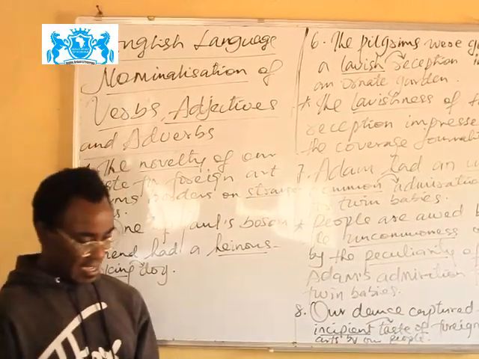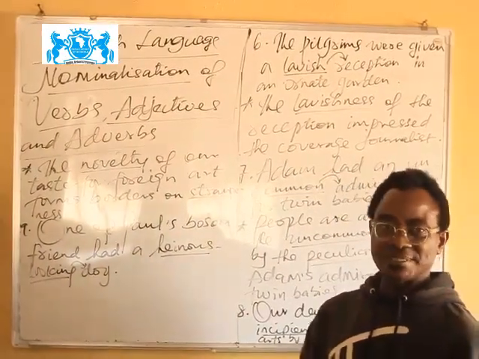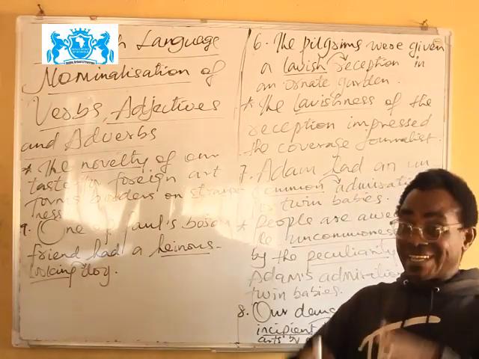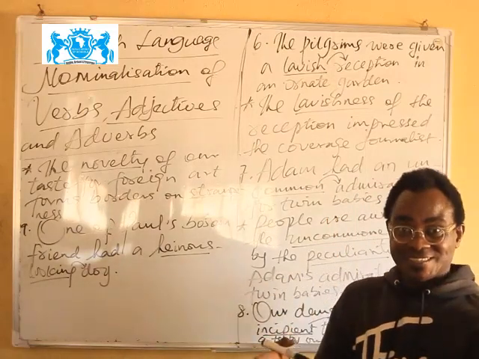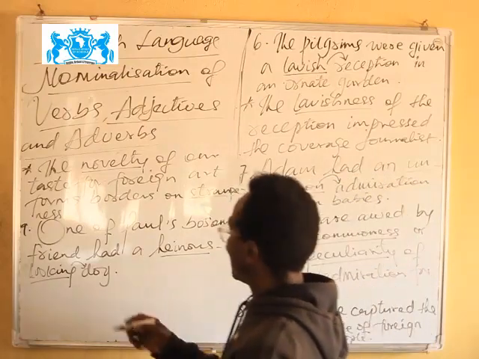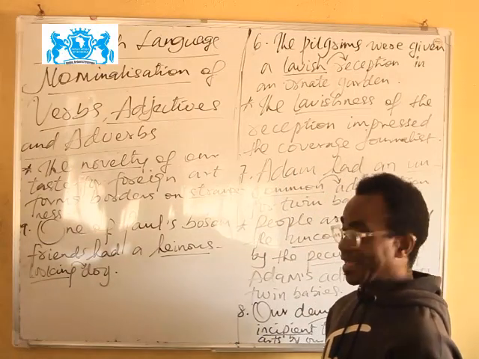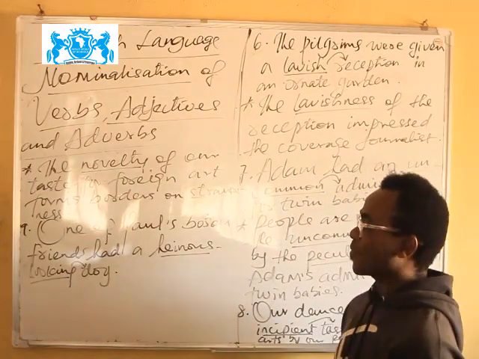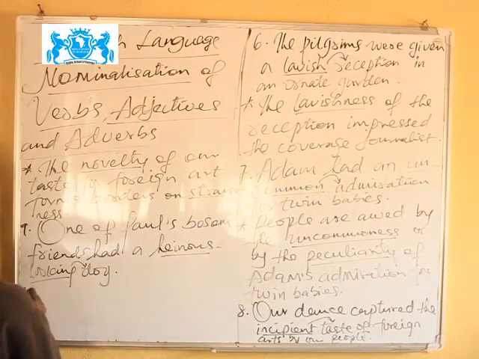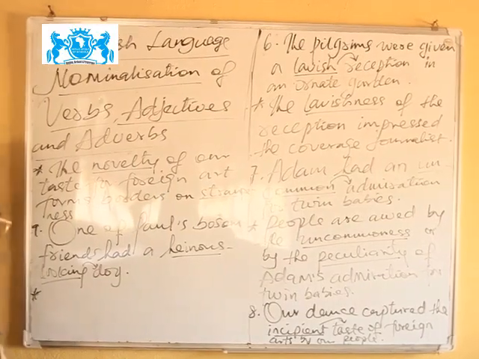When something is heinous looking, we mean it looks savage, it looks dangerous, it looks barbarous, it looks intimidating, it looks bad, it looks monstrous, so to say. So we say, one of Paul's bosom friends had a heinous looking dog. A heinous looking dog. Now, if the dog was heinous looking, good, then we look for a noun form that can mean the same in another sentence.